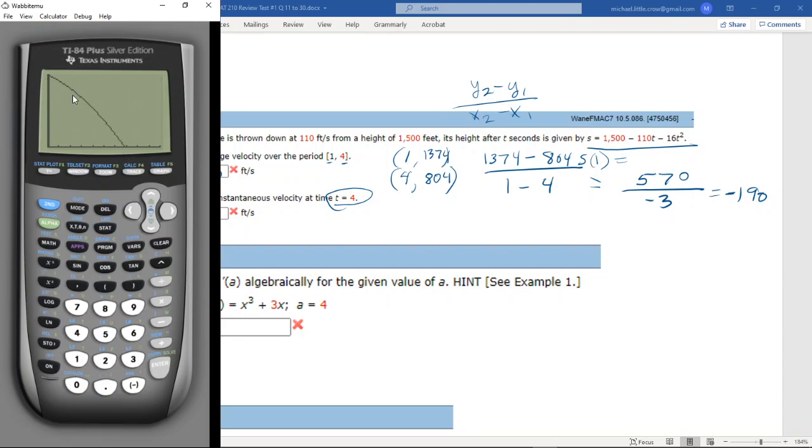What we want to do is find the derivative at 4 seconds. So we go second calc. We want to find the derivative, so that's number 6, at 4 seconds. So we enter 4. Now you see the x equals 4. You hit enter, and it gives it to you that our derivative is negative 238. So that's our instantaneous rate of change.